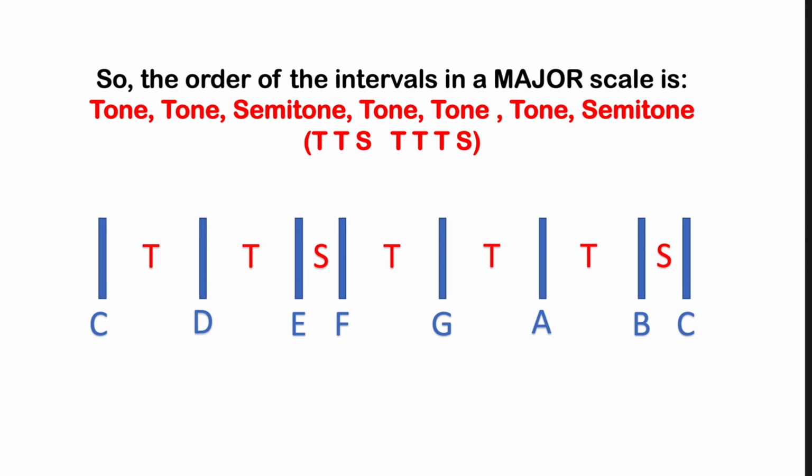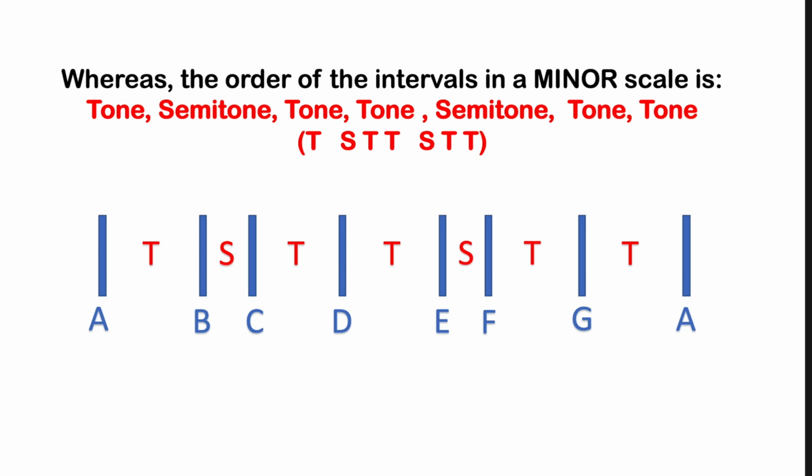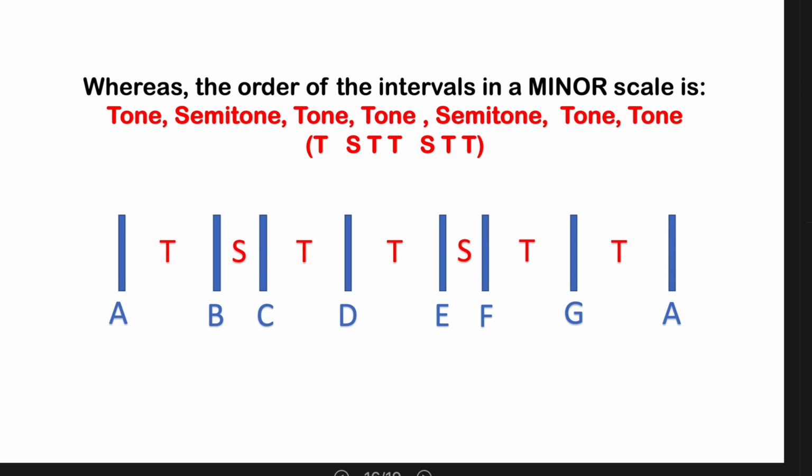So the order of the intervals for a major scale is tone, tone, semitone, tone, tone, tone, semitone. And likewise, the order for a minor scale is always tone, semitone, tone, tone, semitone, tone, tone. There are a couple of exceptions when it comes to minor scales, because with minor scales we can change the sound of them by altering some of the intervals. We call these altered scales. The two minor scales I'm referring to are harmonic and melodic, but for the purposes of this video I don't need to explain those.